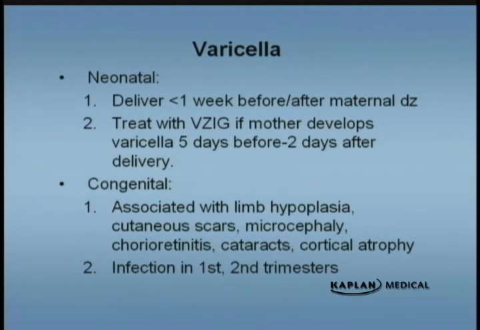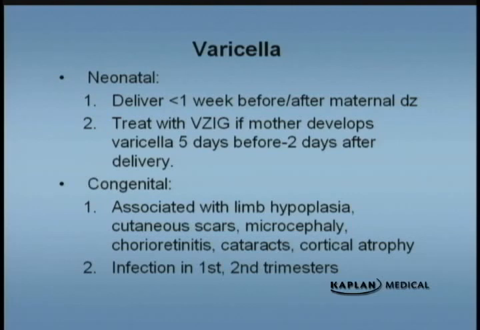Varicella, neonatal varicella and congenital varicella. So neonatal varicella is defined as delivery within 1 week before or after the maternal disease develops. That's called neonatal. Congenital varicella is when the mom has varicella during the pregnancy. Neonatal varicella is treated with varicella zoster immune globulin if she develops varicella 5 days before to 2 days after delivery. Otherwise, you don't treat the baby with VZIG. Okay? You can treat with acyclovir.